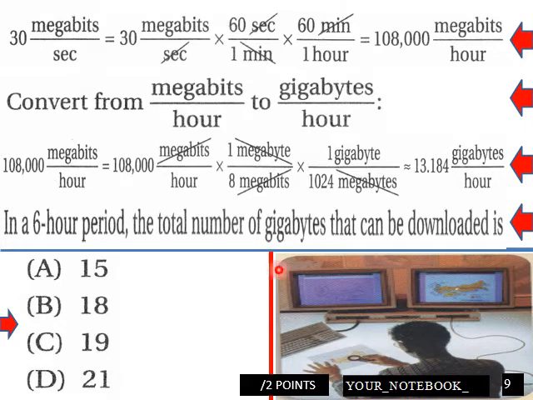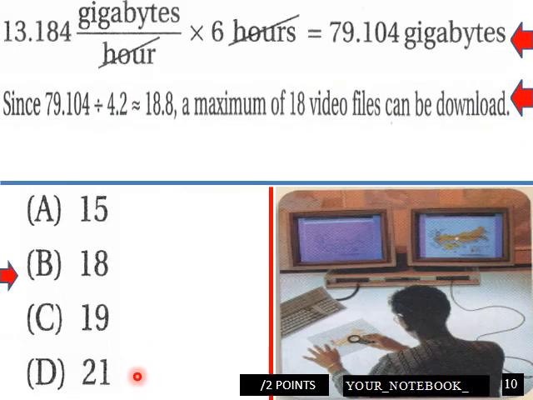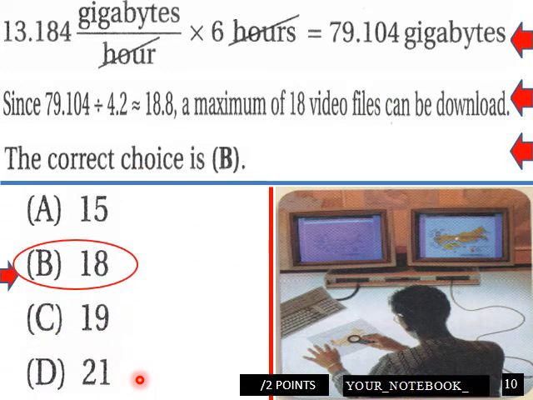6-hour period, total number of gigs that can be downloaded. 13.184 times 6 would be 79.104 gig. Since 79.104 divided by 4.2 equals 18.8, a maximum of 18 video files can be downloaded. Correct choice there.